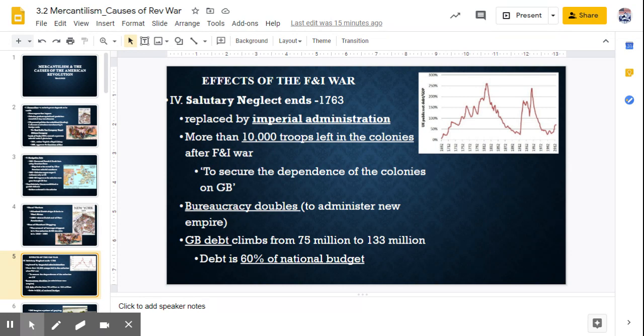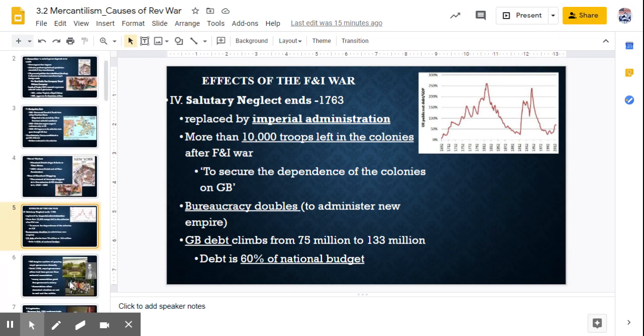Those people need to be housed, they need to be fed, they need to be paid their salaries. And so Great Britain now has taken on all this land, but it is also going to have to provide a military force to protect it as well. We're going to see growth in bureaucracy, and again, in an effort to try to pay down this debt and protect now all of the land that Great Britain has acquired through this Treaty of Paris of 1763, they're actually encouraging even more debt and more taxes.